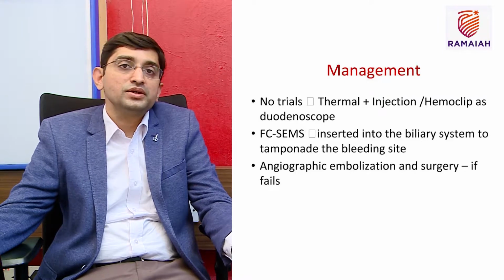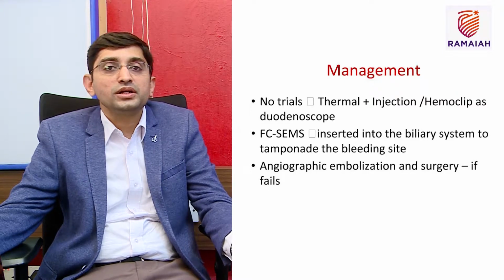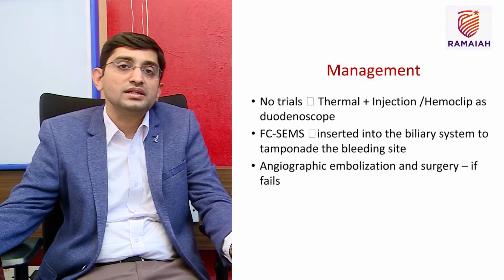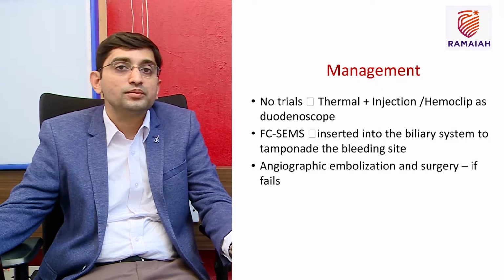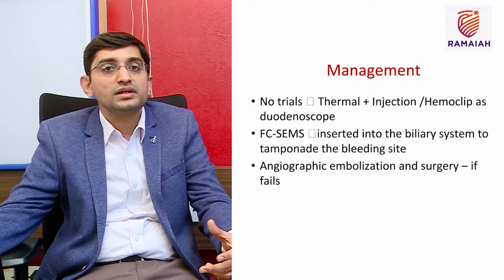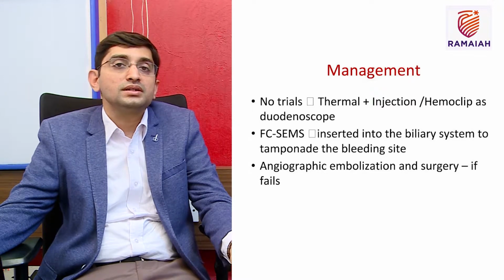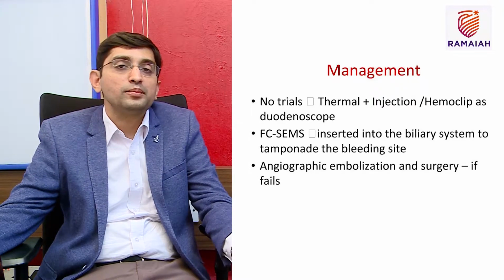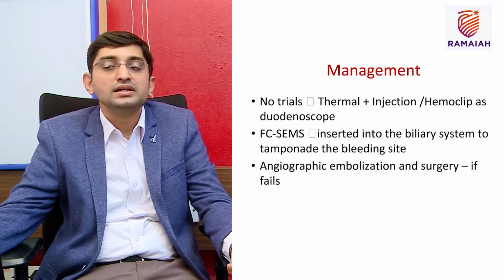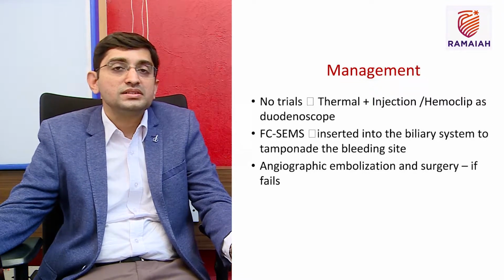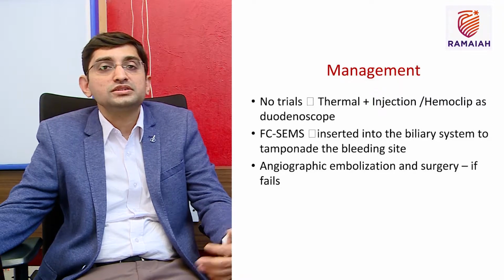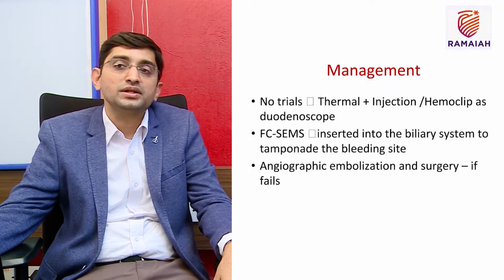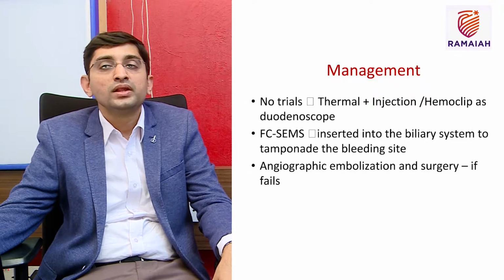There are no trials on using a thermal injection or a hemoclip, because in endoscopy we always need to do dual modality of treatment, but here it is very difficult to apply clips using the side-viewing scope. In a regular forward-viewing scope, the ampullary position will not come in phase. So it's always better that we inject, and if at all it is not settling, angiographic embolization or surgery will be the rescue.